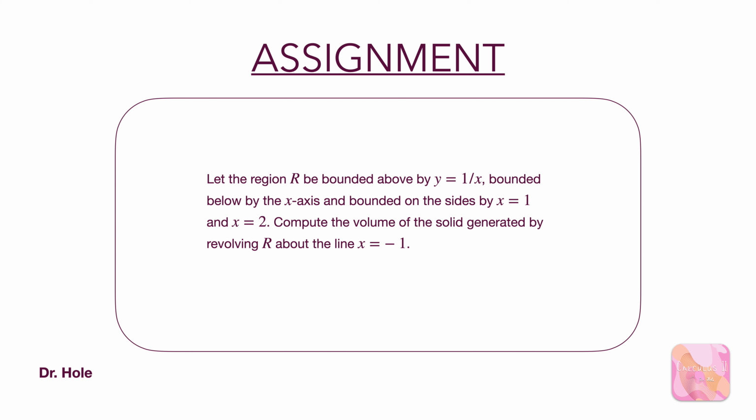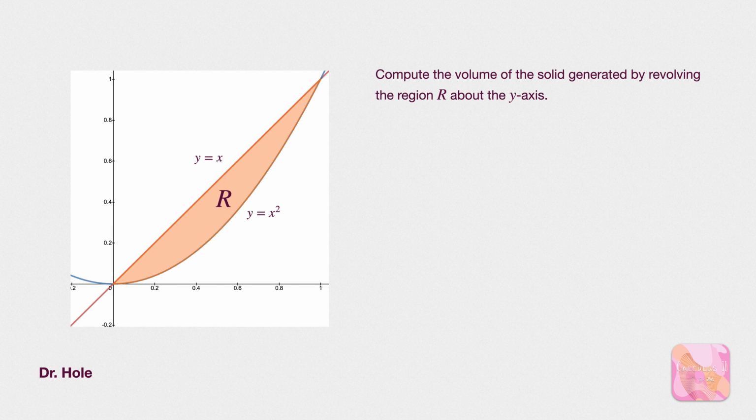So again, just a slight modification in the height function. Otherwise, things are basically the same. And then let's alter our setup slightly. Let's take a region which is bounded by the graph of two different functions, x and x squared.